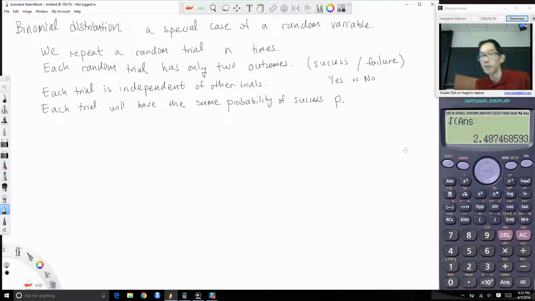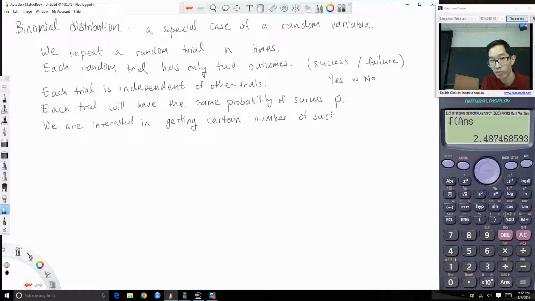And we would say we are interested in getting a certain number of successes. For whatever reason, our textbook uses the letter J, and I'd say most other texts use X, but they've chosen J, and that's fine.